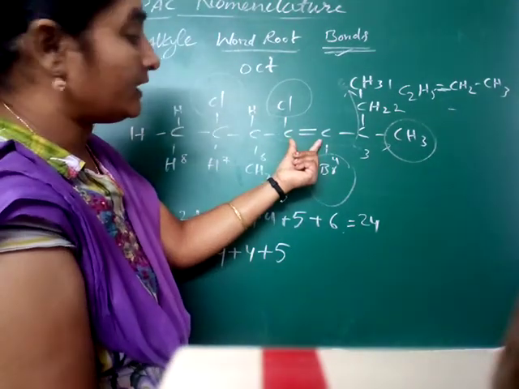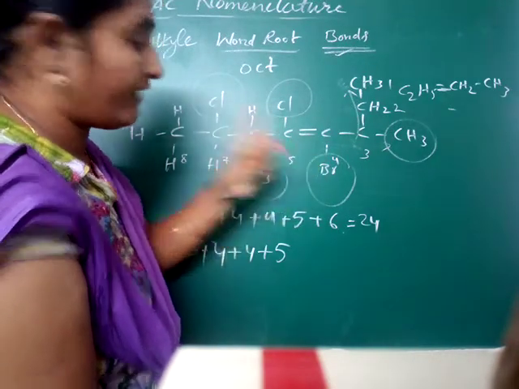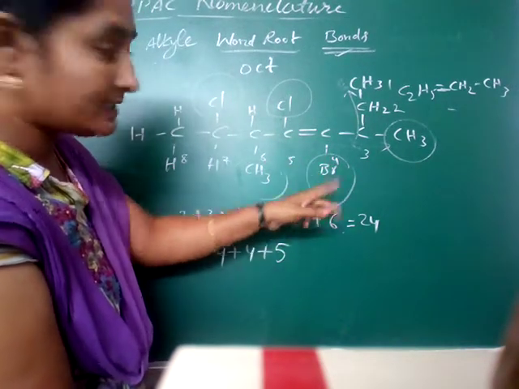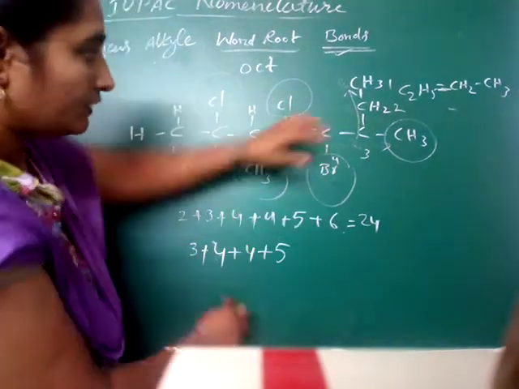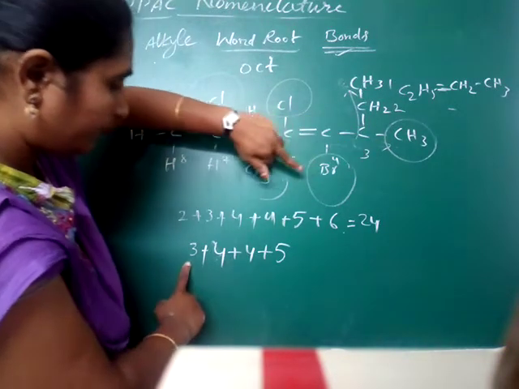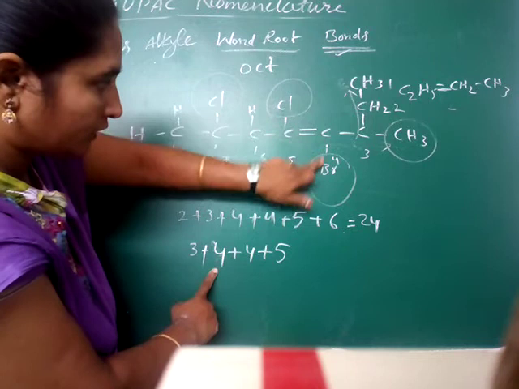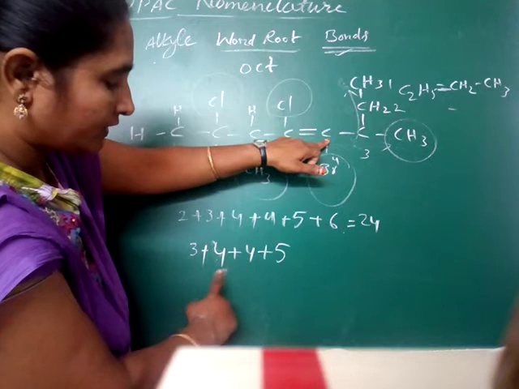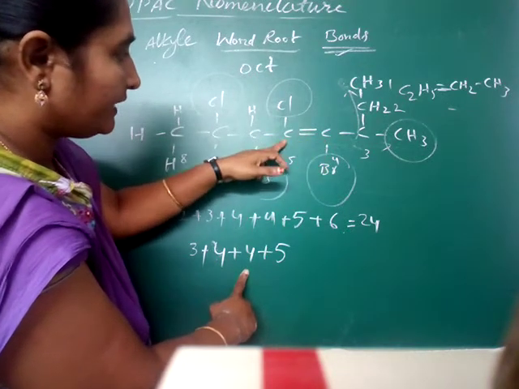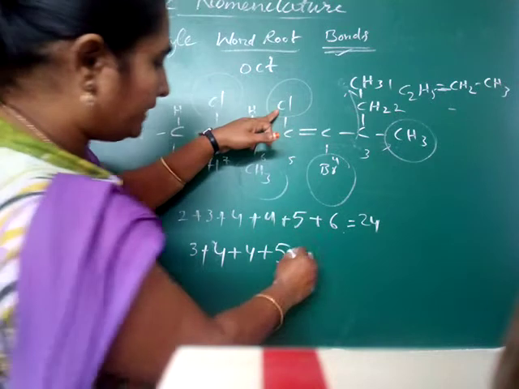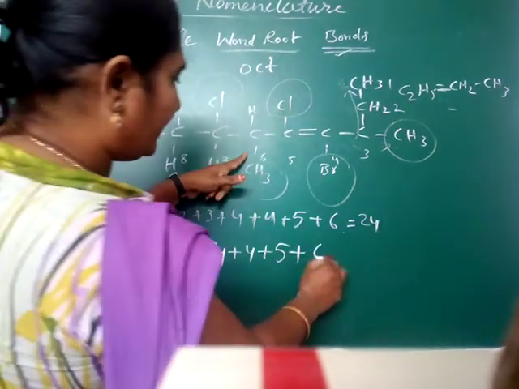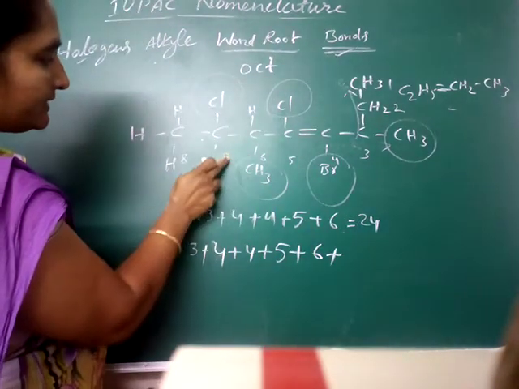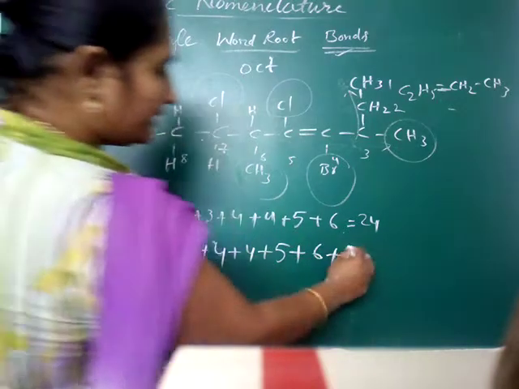Many children get confused here. Madam, will I write 4 or 5? They are asking. You should write the smallest number only. Between 4 and 5, which is the smallest number? 4. That's why you should take 4 only. Do you understand? The methyl group is present on the 3rd carbon, so you write 3, and on the 4th carbon there is bromine, so you write 4, and the double bond is present on the 4th carbon, that's why you write 4. And on the 5th carbon there is chlorine, that's why I am writing 5. And on the 6th carbon there is a methyl group, that's why you write 6. Plus on the 7th carbon, this is the 7th carbon, no? On the 7th carbon there is chlorine, that's why you write 7.